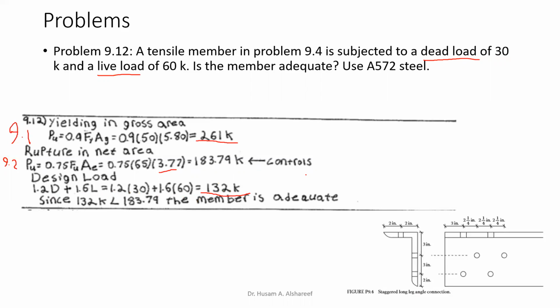So the controlling value of Pu, which is 138.7, is larger than the external effects, dead load and live load, the design load, which is 132. And because of that, our internal capacity is larger than the external load, which means the member is adequate. So whatever load is acting on the member, up to this value, we are still adequate as long as it's below 138.79.